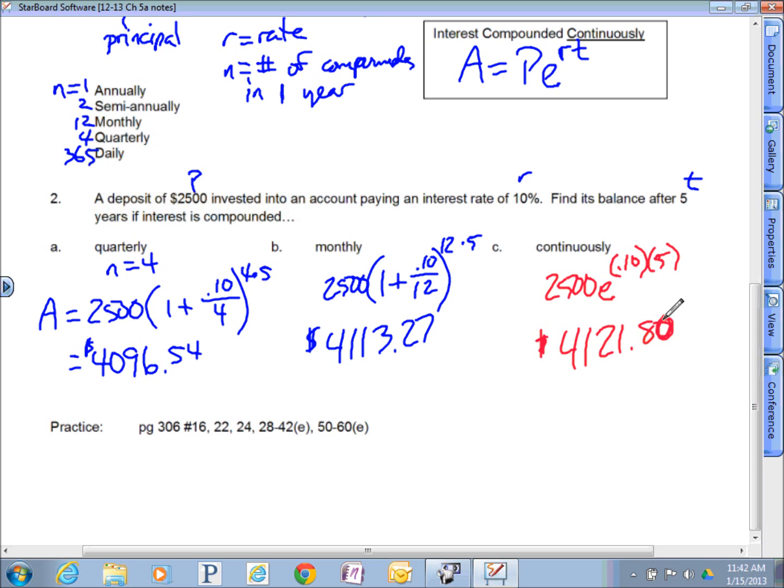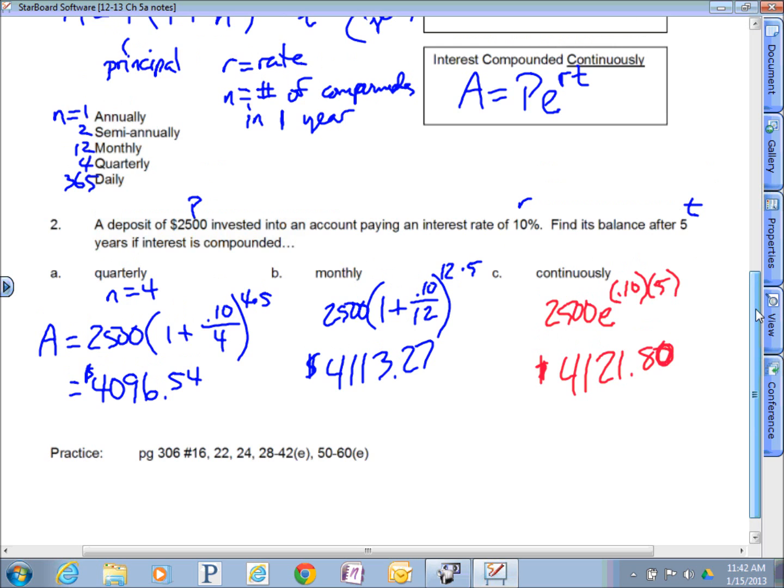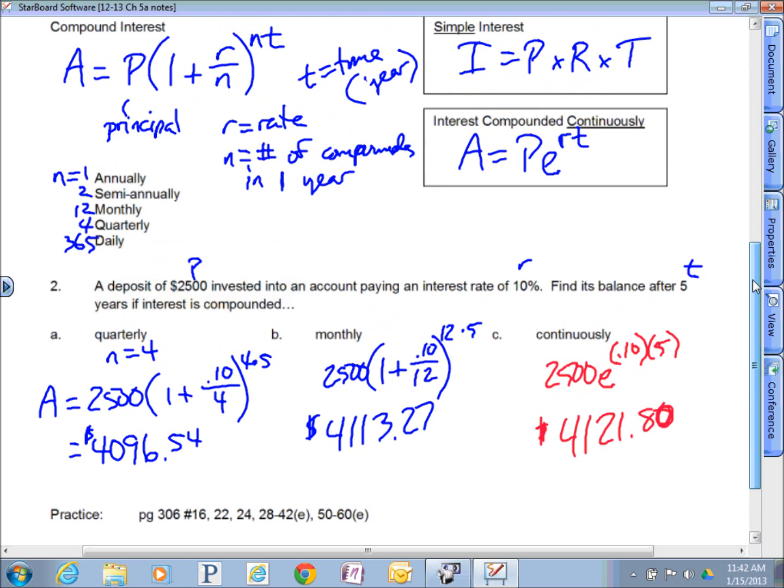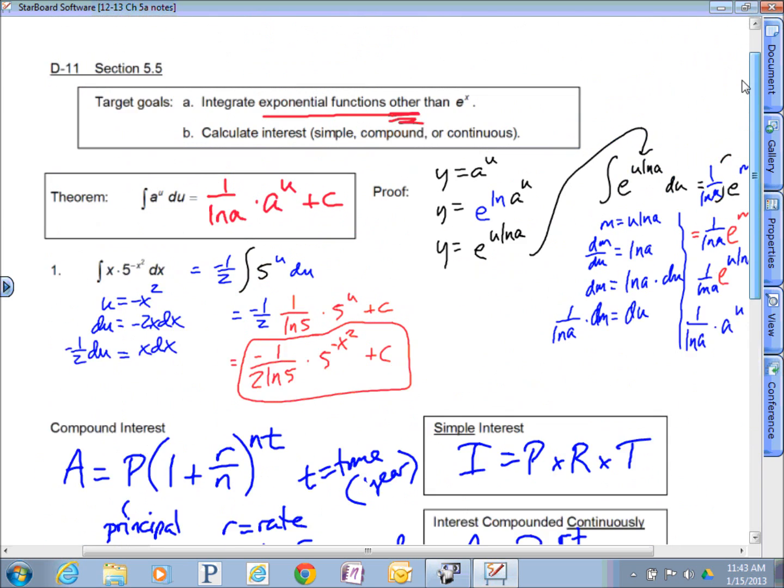There's my different interests at different rates. I'm hoping that's a complete review. That should be something that we should have brought with us from pre-calc or from Algebra 2. And I think that finishes off Chapter 5 for us.